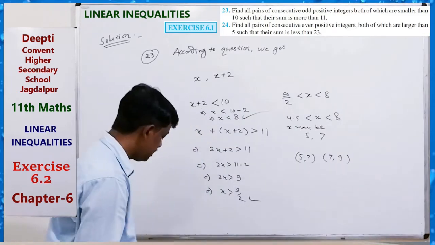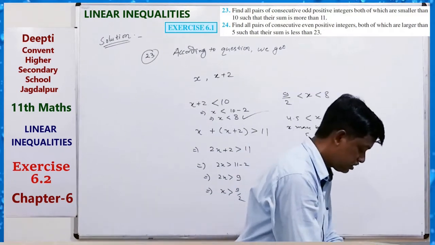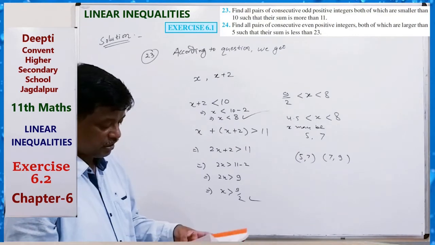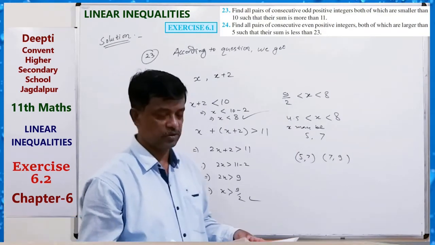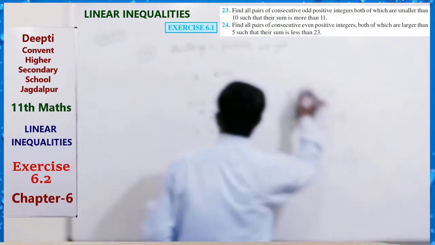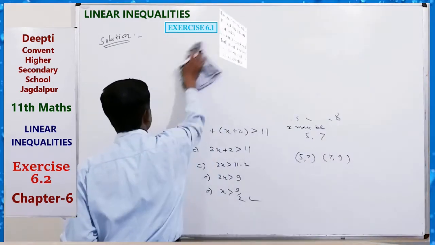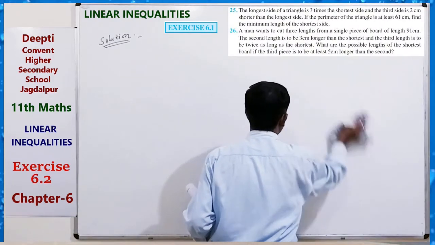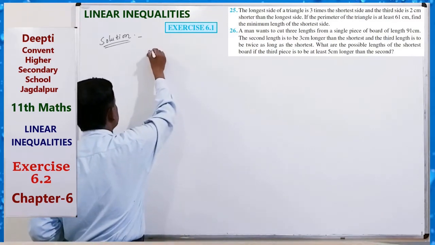Similarly, you can get the solution of 24. Here 24 is given: find all pairs of consecutive even positive integers, both of which are larger than 5, such that their sum is less than 23. You can do it yourself. Now take question 25.